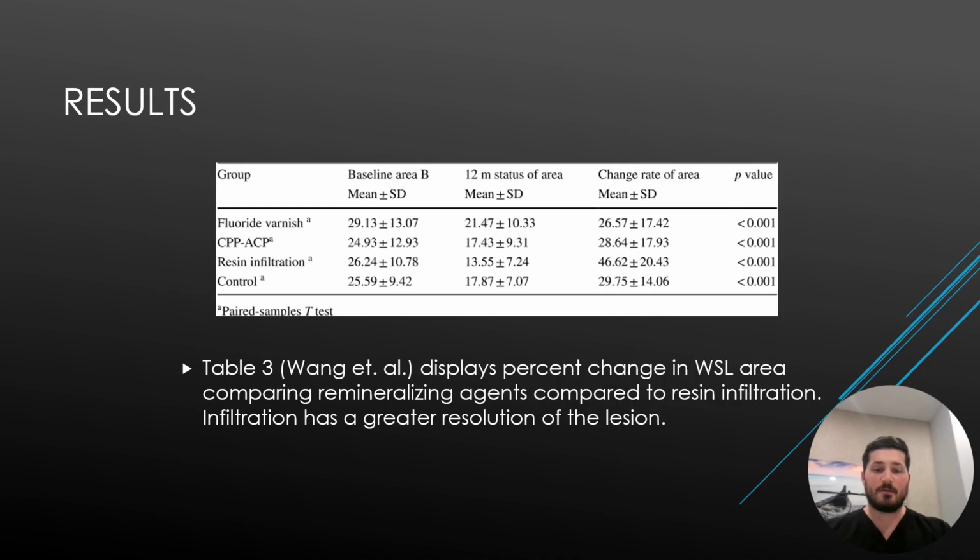And here's a table by Wang et al. displaying percent changes in white spot lesion area, comparing remineralizing agents to resin infiltration. And as you can see, with a percent change of 46.62, resin infiltration has a much greater resolution of the lesions than other remineralizing agents or just normal saliva.